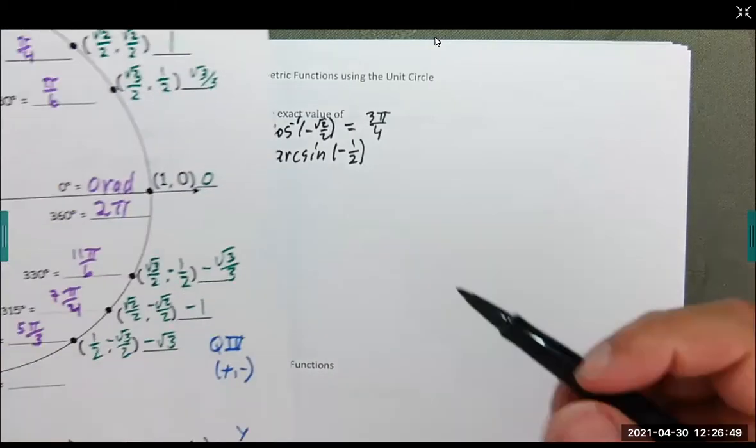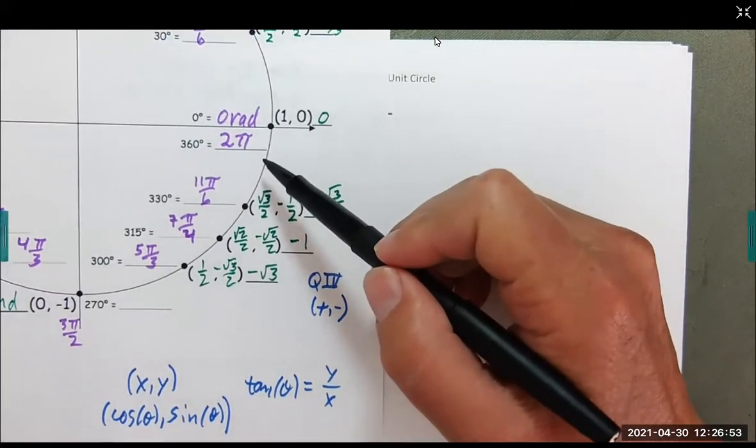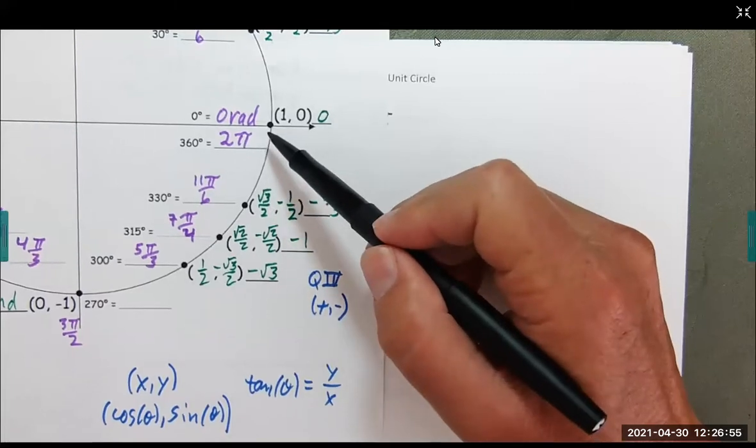Now, sine is negative in quadrant 4. So we're down here. Now, we have to be between negative pi over 2 and pi over 2. So this is actually a negative pi over 6.